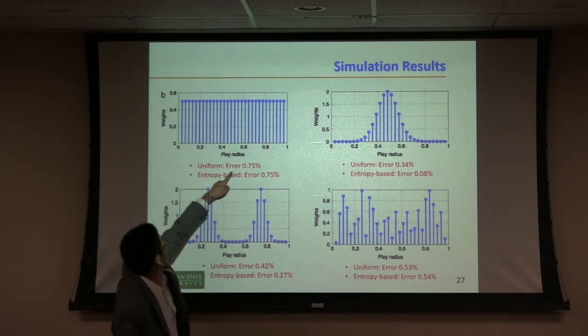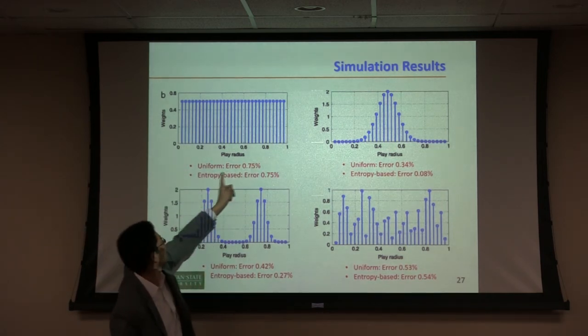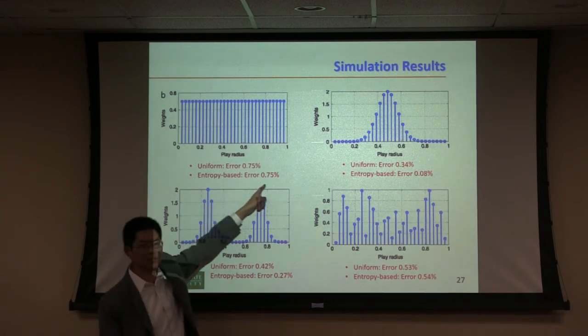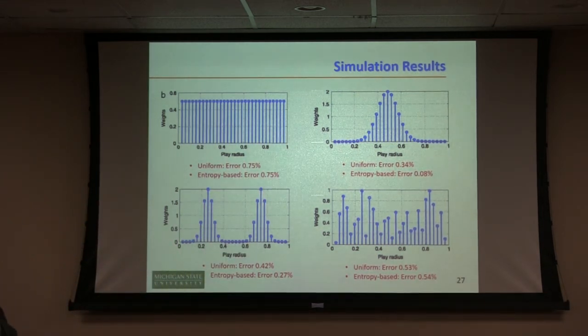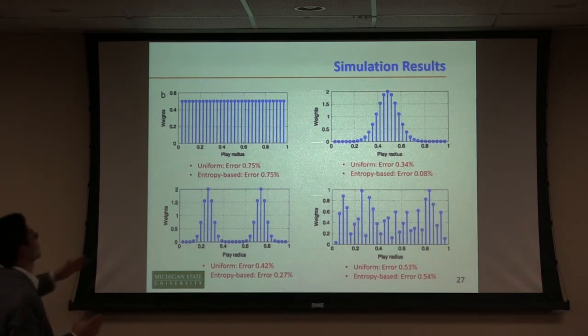And then the error here is going to be 70.75%. If you do entropy-based, the error is going to be the same. Why is that? You cannot do better than that because it's already a uniform distribution. No matter what you do, it's going to be this. The optimal is going to give you the same results, right?